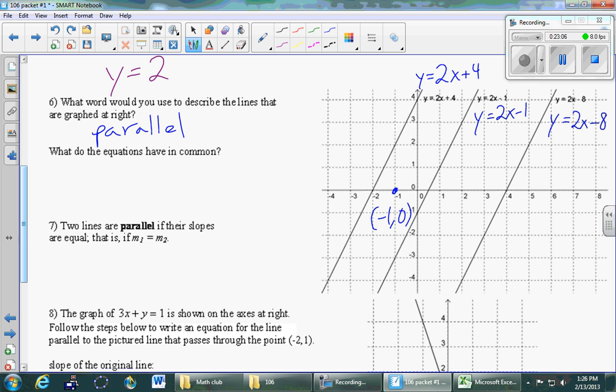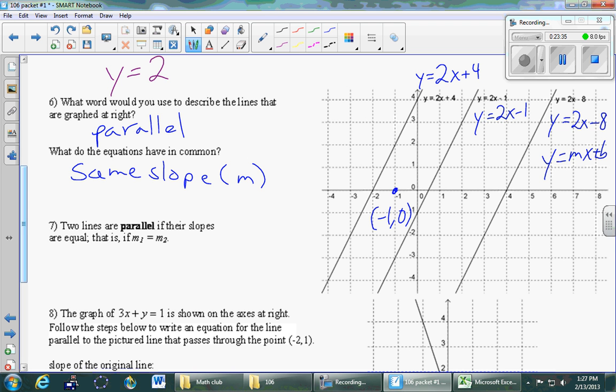We know the mx plus b. So the b could be different. All these b's are different, but the m is always the same. And so the equations have in common that they have exactly the same slope. And so our big conclusion here is right in number 7.